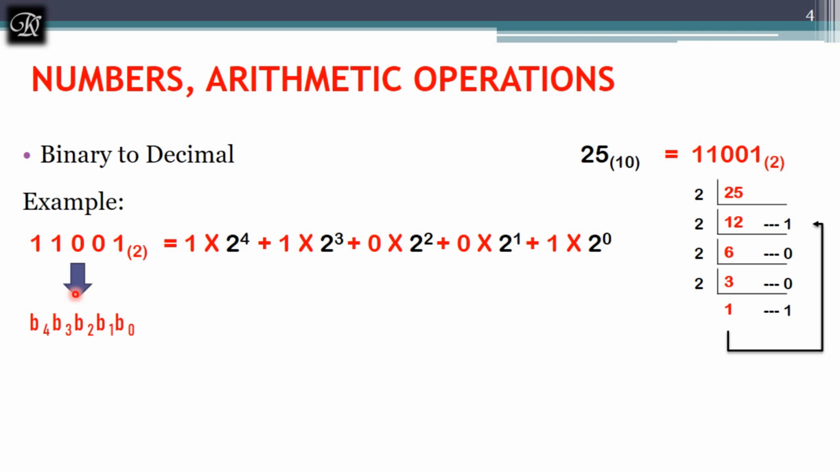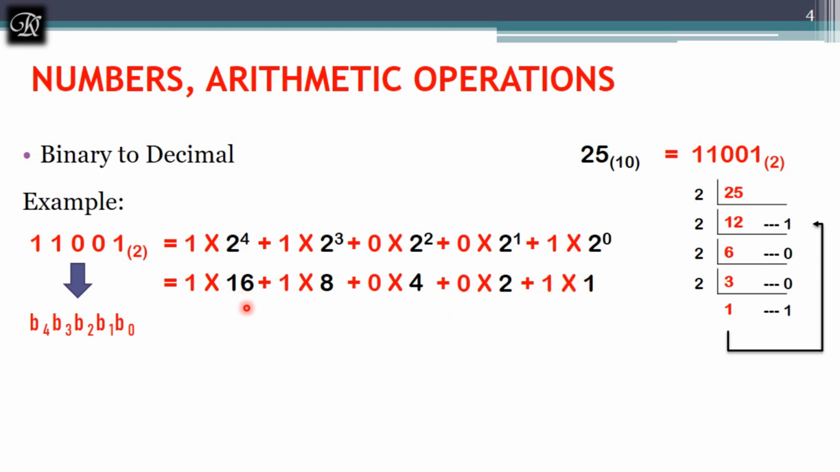Now let's evaluate. So 1 into 16, 2 to the power of 4 is 16, 1 into 8, and this is 0, and this is also 0, because even though it is 4 and it is 2, it results in 0, and this is 1. Now, one more thing you have to remember: whenever you are having an odd number, the last bit will always be 1. If it is an even number, then the last bit will always be 0.